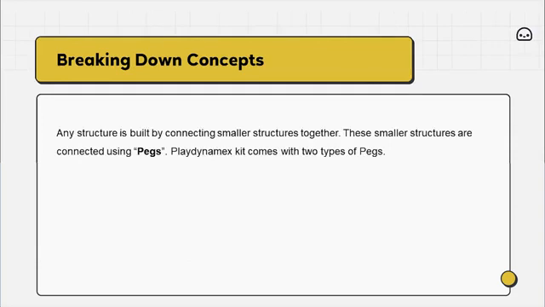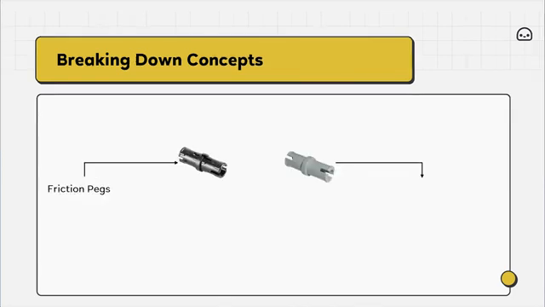Any structure is built by connecting smaller structures together. These smaller structures are connected using pegs. The Play Dynamics kit comes with two types of pegs: friction pegs and frictionless pegs. Friction pegs are used to connect one part with another in such a way that both parts do not move. They create fixed joints. Frictionless pegs are used to connect one part with another in such a way that both parts can move freely. They create moving joints.